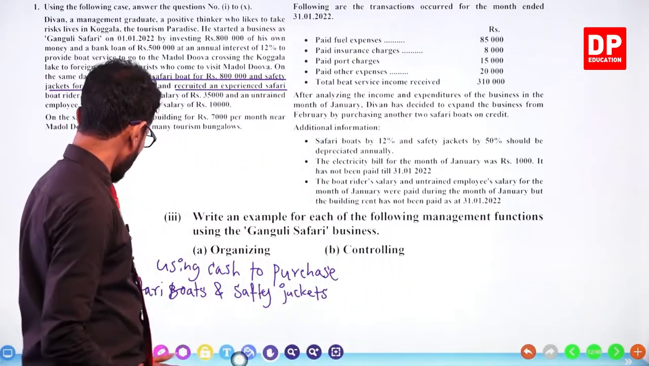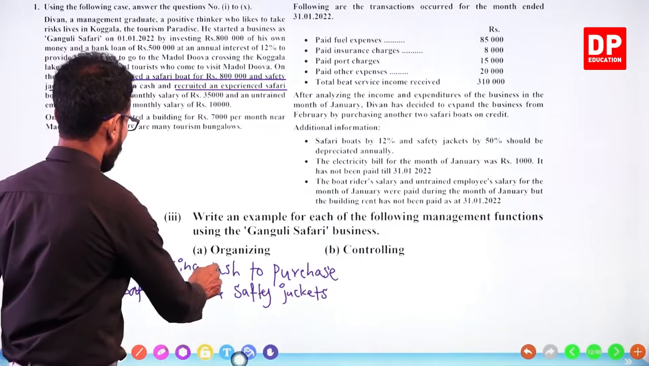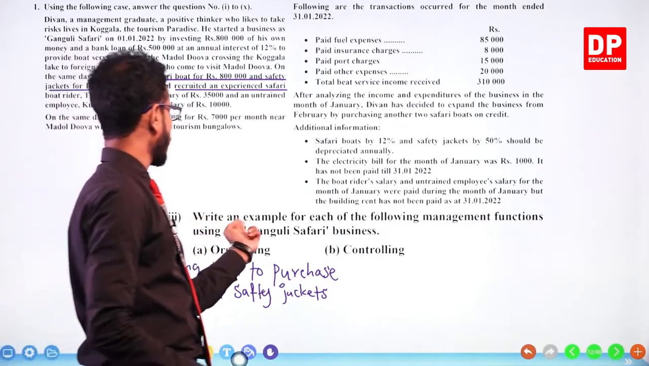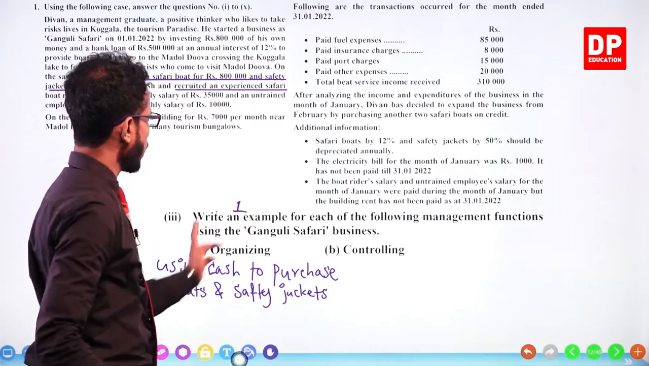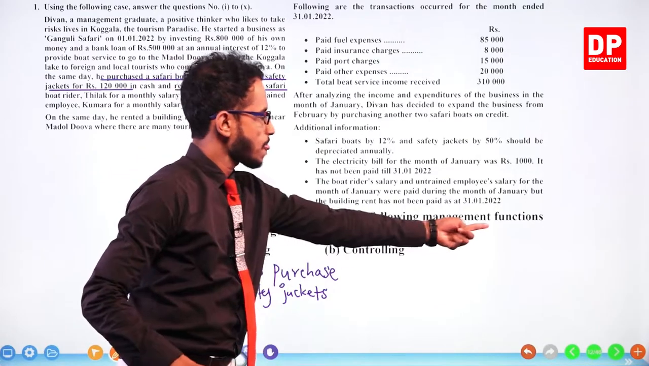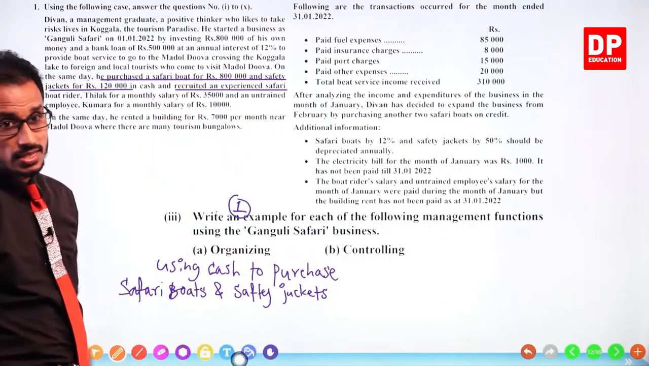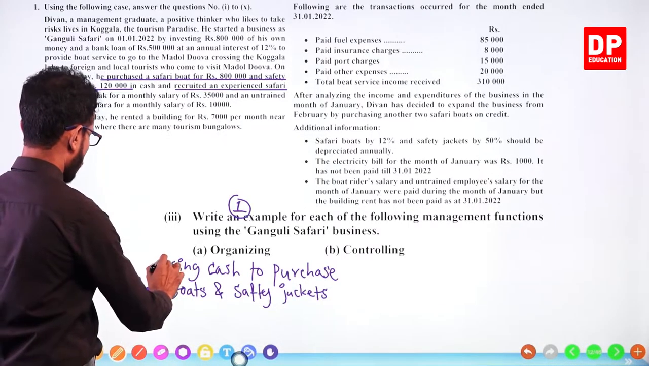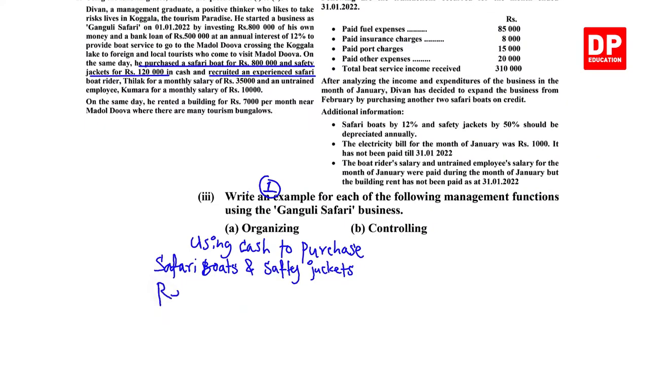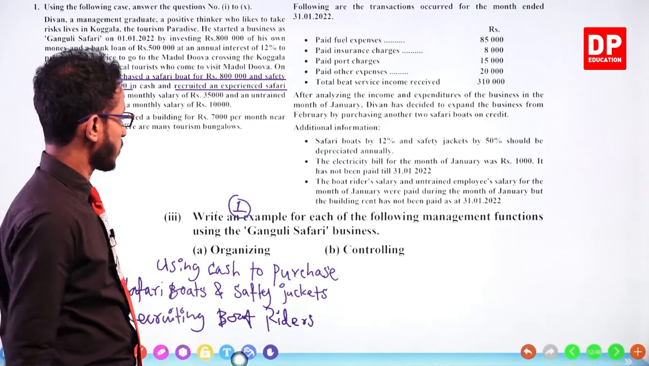Even the next one you can write, but they are just asking for one example. Write an example. An example means one. But if you want, you can write recruiting employees, experienced boat rider. Okay, you can. Recruiting. Boat riders, okay. I'll just write in rough letters, okay.